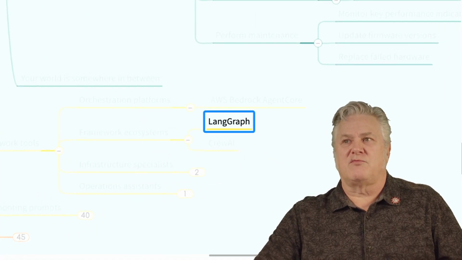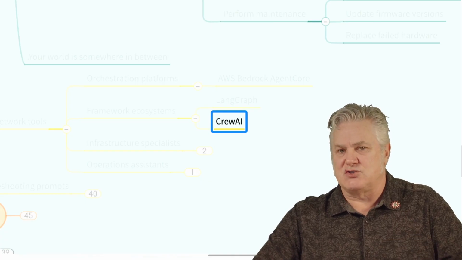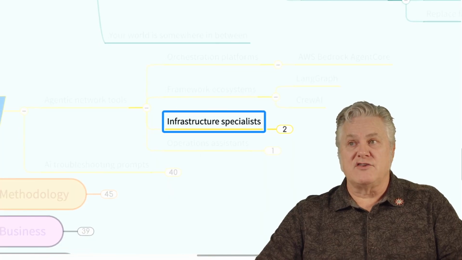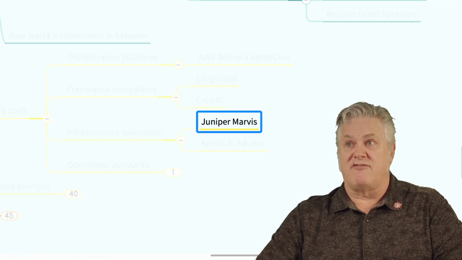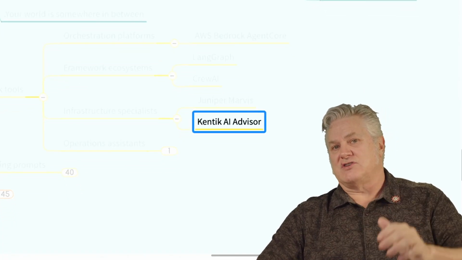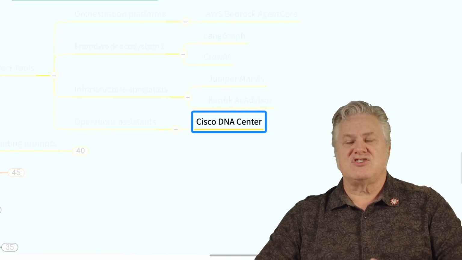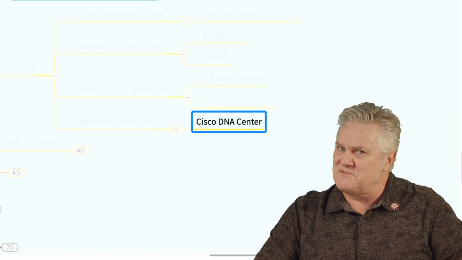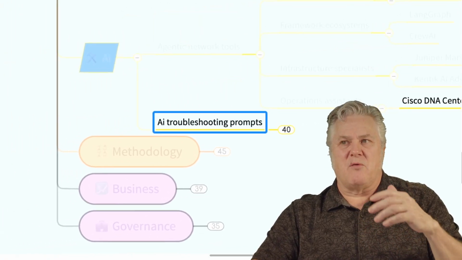Framework ecosystem is probably going to be LangGraph or Crew AI. They've got some really excellent tools. I read a little bit about them. I don't use them myself. For infrastructure specialist, you've got Juniper, if you have Juniper networks, and they have Marvis. And then there's Kentik AI Advisor that goes across a lot of different devices that are out there. For operational assistance, look at Cisco's DNA Center. I think that that's a worthwhile tool, but remember the Cisco stuff's a little pricey out there. So that takes care of the high-level networking tools.